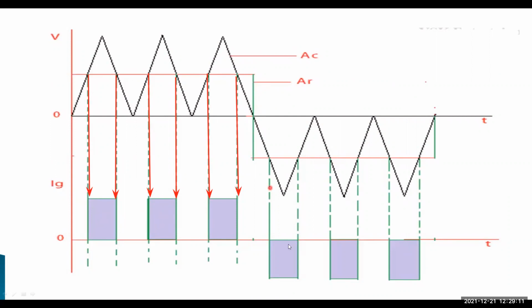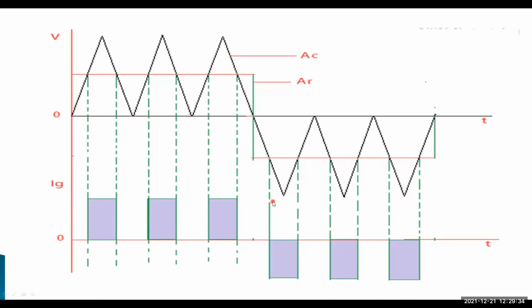Similarly in the negative half cycle also, this is the carrier signal. The carrier signal is more than the reference signal, that's why the negative side pulse is generated. Similarly here also, when the carrier signal is more than the reference signal, pulses are generated. In this way, the multiple pulse technique is used.